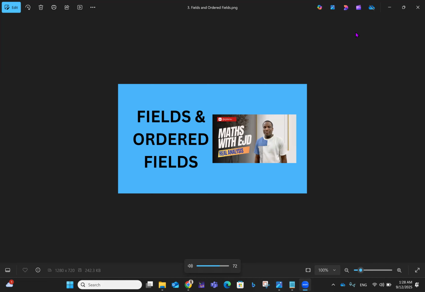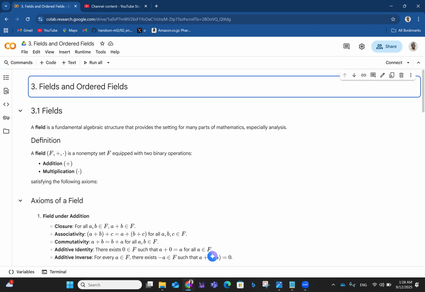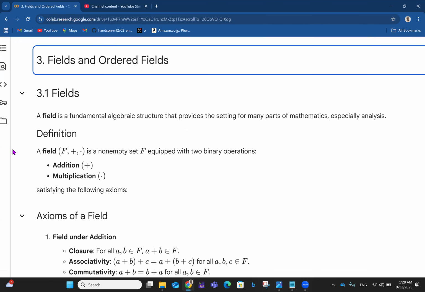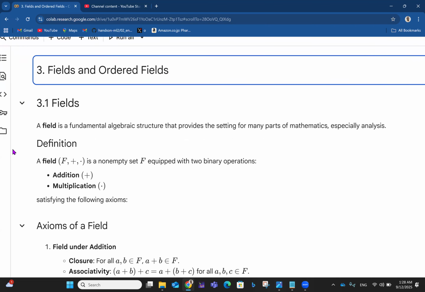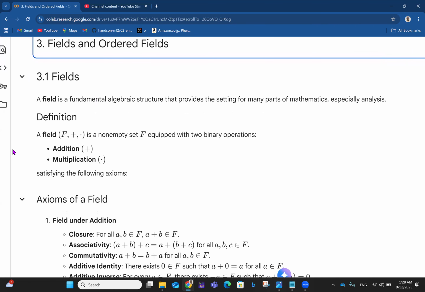We are still on with real analysis. And in this third video, our topic of consideration is fields and ordered fields. I think in the second video we came across the idea of fields, but it was just mentioned. So here we'll be really treating the idea. We'll look at it very clearly. Here, fields and ordered fields.